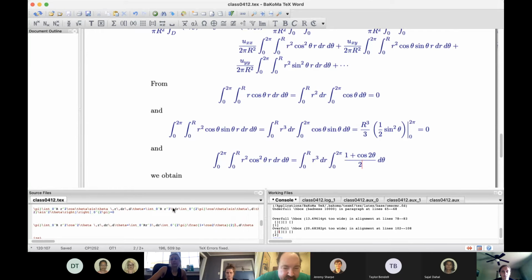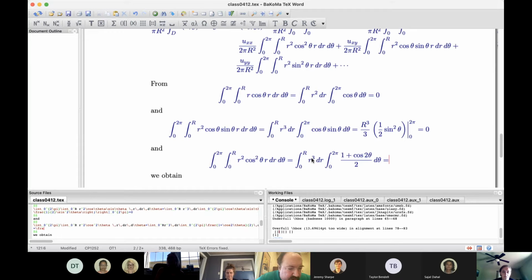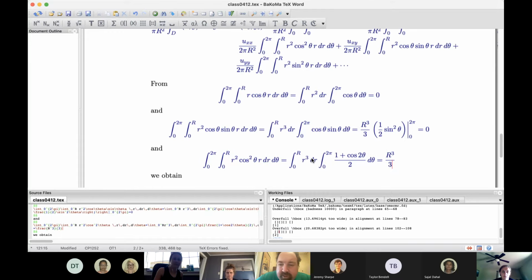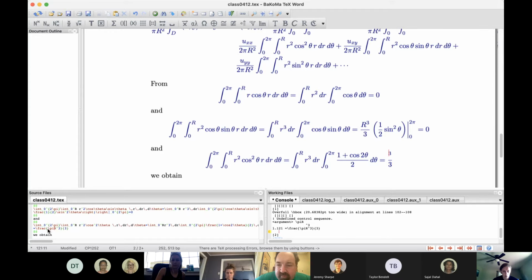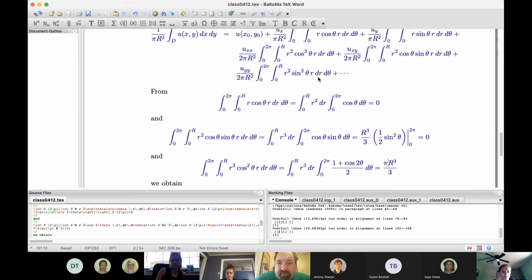So now we can actually carry out the integration. For the first integral, we're going to get capital R cubed over 3. And the cosine 2 theta will end up not making any contribution, so you're just going to get 2 pi times a 1/2, so you get pi for that. Now we can fill that in for this integral here. And it'll turn out to be the same result for this one right here, because you'll just have 1 minus cosine 2 theta over 2.